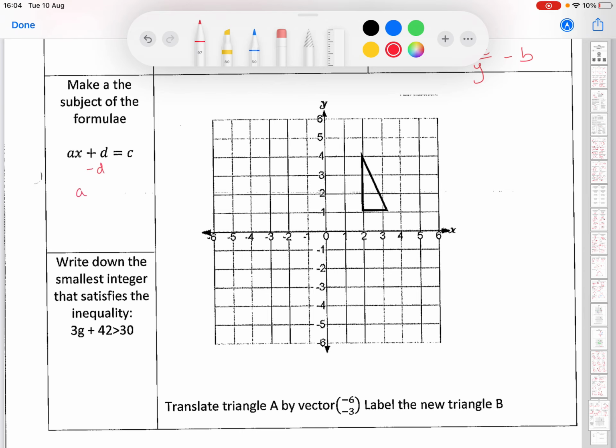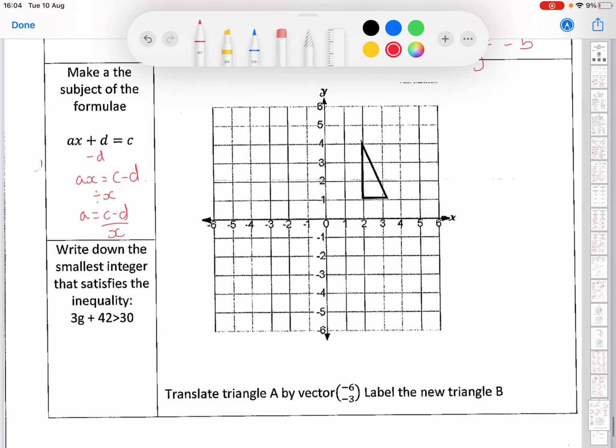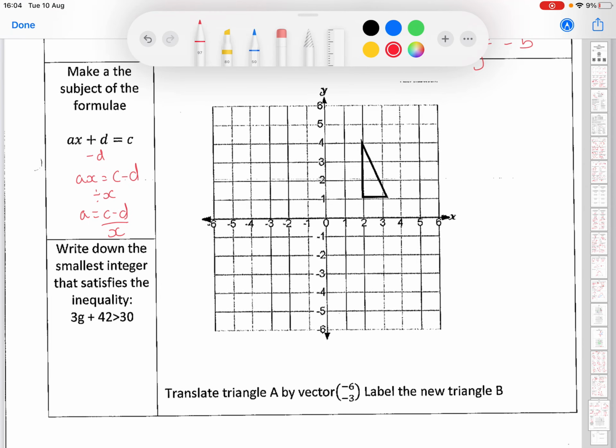Okay, next one, I'm going to do the subject of the formula first. So make a the subject of the formula. I'm going to first get rid of the d. So I've got ax equals c minus the d. Then I'm going to divide by the x to get a on its own. So we've got a equals c minus d over the x.